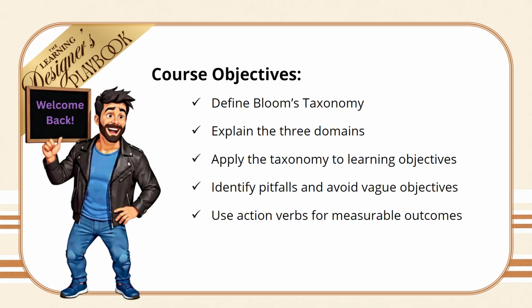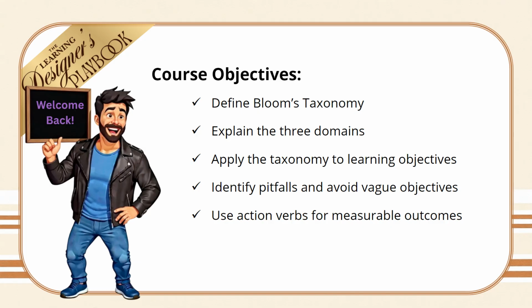In this course, we have 5 clear goals. First, we'll define Bloom's Taxonomy so you understand its origins and why it's still central to instructional design today. Second, we'll explore its 3 domains: cognitive, which focuses on knowledge and thinking; affective, which involves values and attitudes; and psychomotor, which covers physical and hands-on skills.